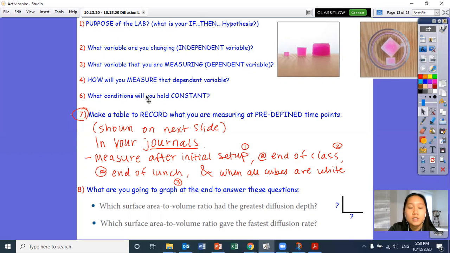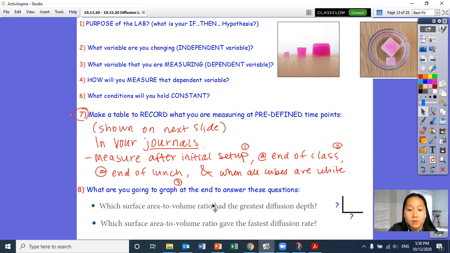Okay. What conditions are we holding constant? Think about the conditions in the room that we want to hold constant so they don't affect the results of the experiment. We're going to make a table that I'll show you on the next slide on how to record your data. And you're going to actually make 3 of them, okay? And they're going to have different titles. And then you're going to try to think about what you're going to graph at the end.